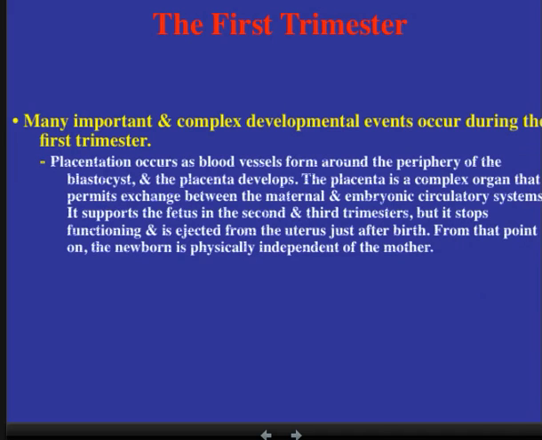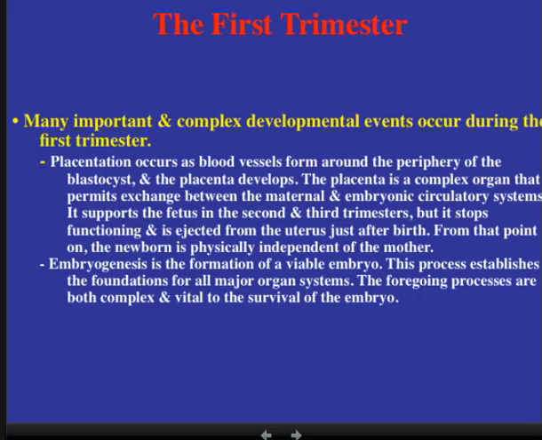So placentation is what happens as blood vessels are formed around the periphery of the blastocyst and as the placenta develops. This is a complex organ that permits exchange between maternal and embryonic circulatory systems, and it supports the fetus in the 2nd and 3rd trimesters, but it stops functioning and is ejected from the uterus just after birth. From that point on, the newborn is physically independent of the mother.